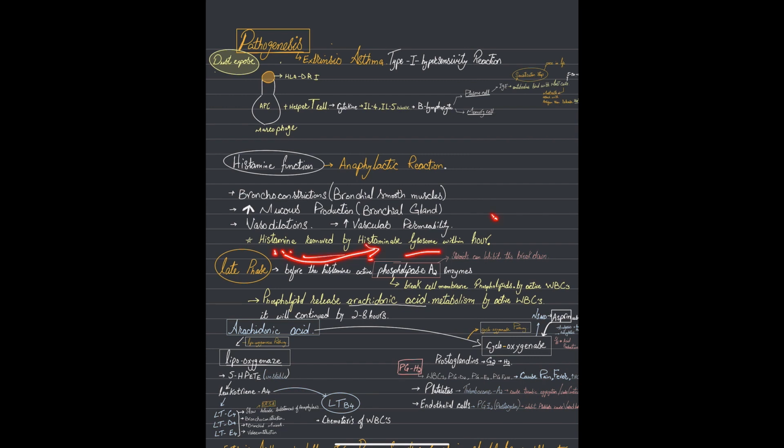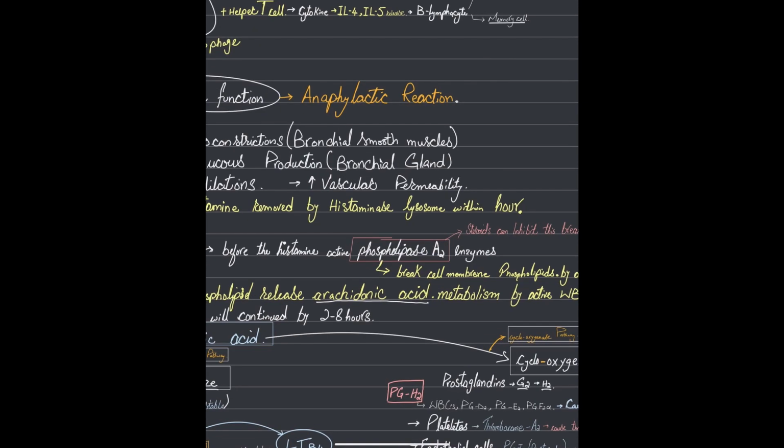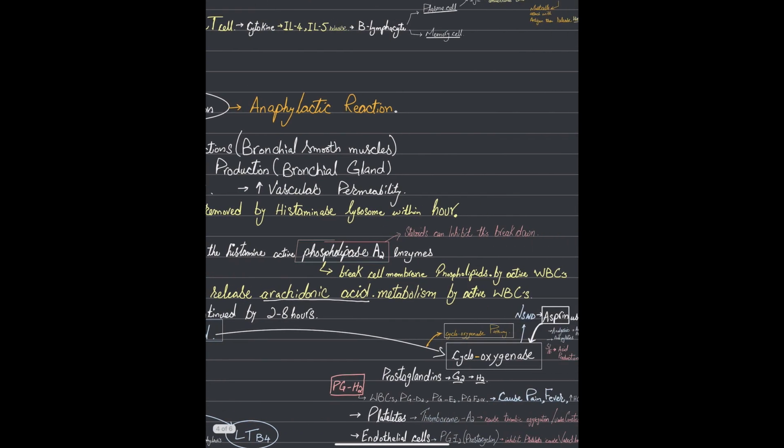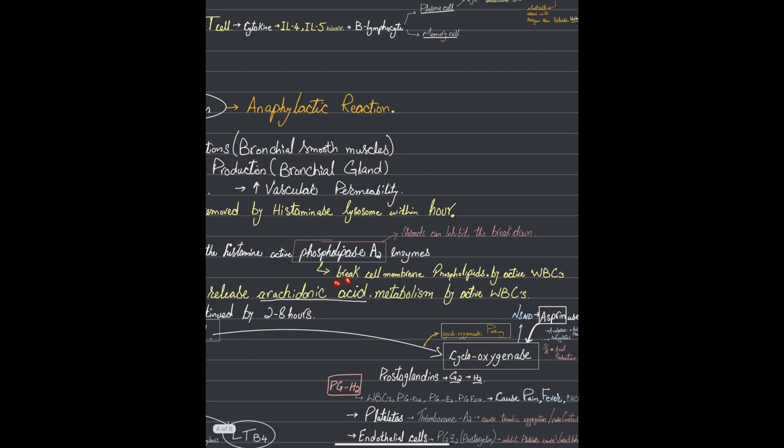But what the histamine does before histaminase removes it is activate phospholipase A2. And what will the phospholipase A2 enzyme do in the late phase? It's going to break the cell membrane phospholipids by active white blood cells. So what it's going to do is activate the white blood cells. That's, you can say, like a suicide bomb.